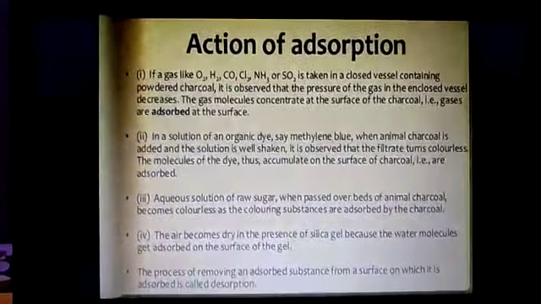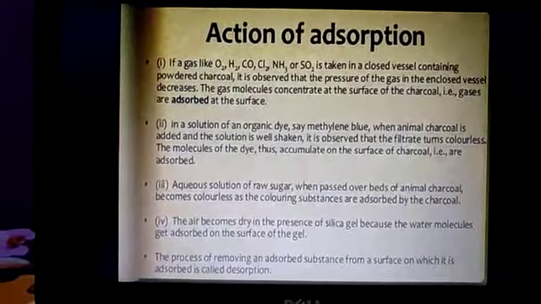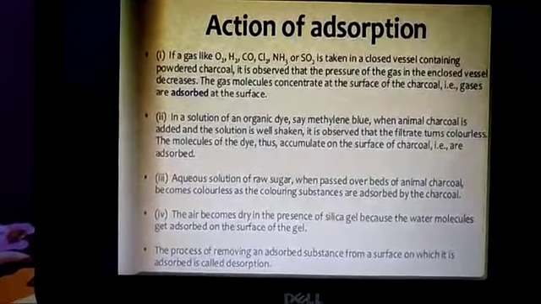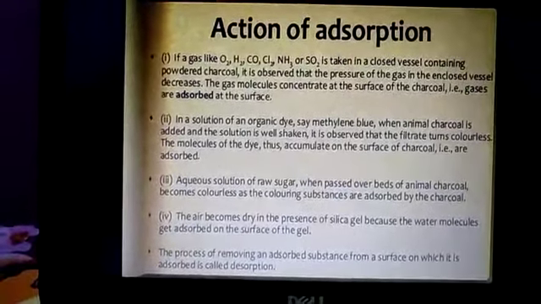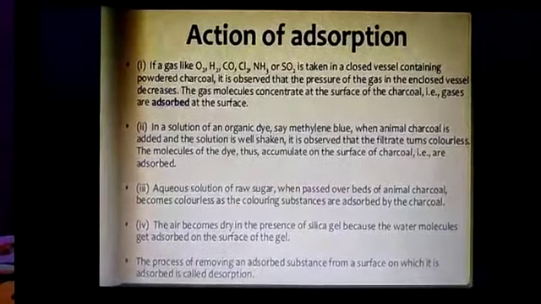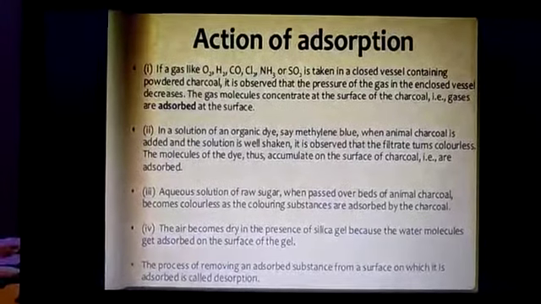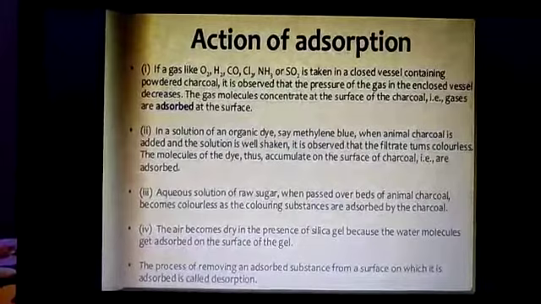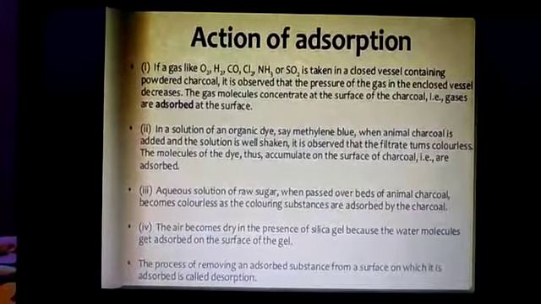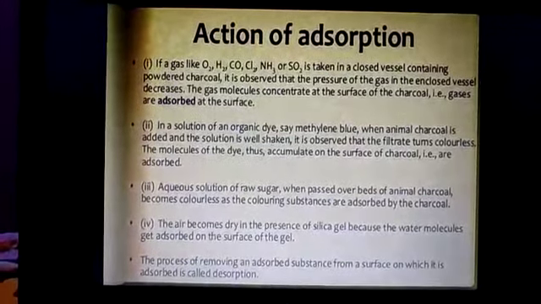Now, examples of adsorption. If a gas like O2, H2, chlorine, ammonia, or sulfur dioxide is taken in a closed vessel containing powdered charcoal, it is observed that the pressure of the gas in the enclosed vessel decreases. Why does this pressure decrease? The pressure decreases because the gas molecules concentrate at the surface of the charcoal. That is, the gases are adsorbed at the surface.